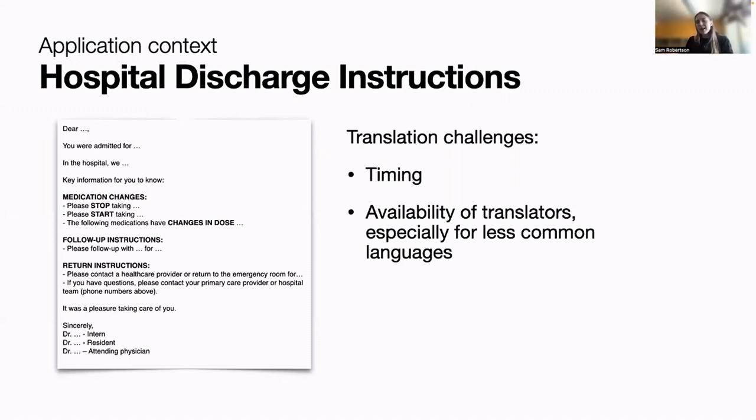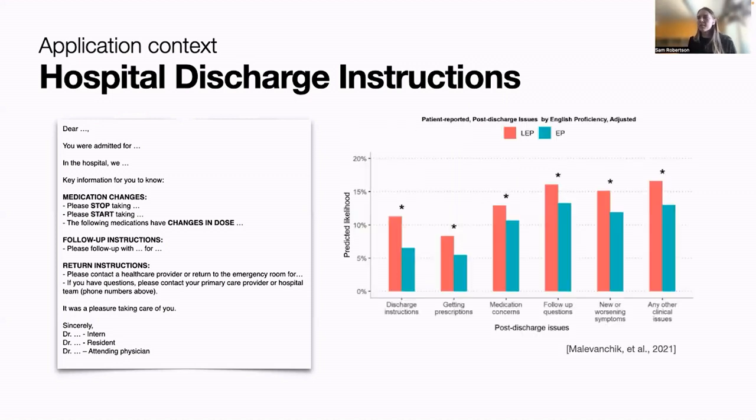But getting people accurate, appropriate translations of these instructions is really important. Research has found that patients with limited English proficiency are seeing worse clinical outcomes across a wide range of post-discharge issues. Of course, we can't tie this causally to discharge instructions, but I think it's clear that offering people accurate information in their preferred language is really an important and valuable step to trying to address some of these health disparities.